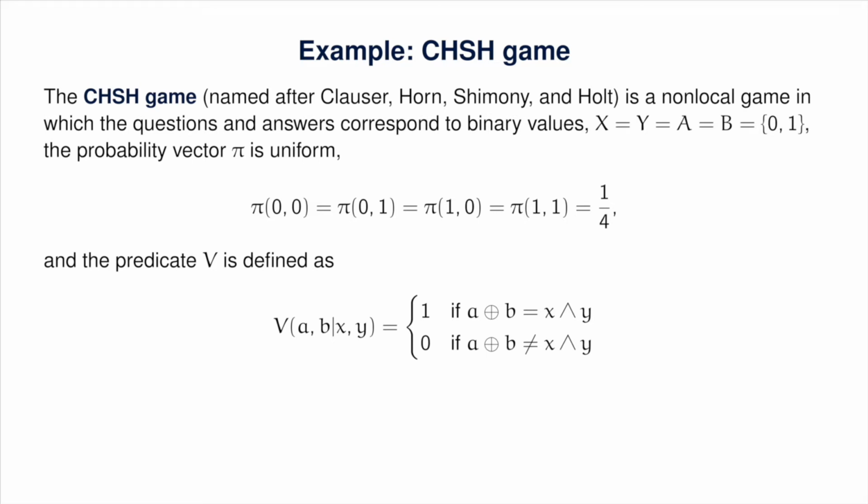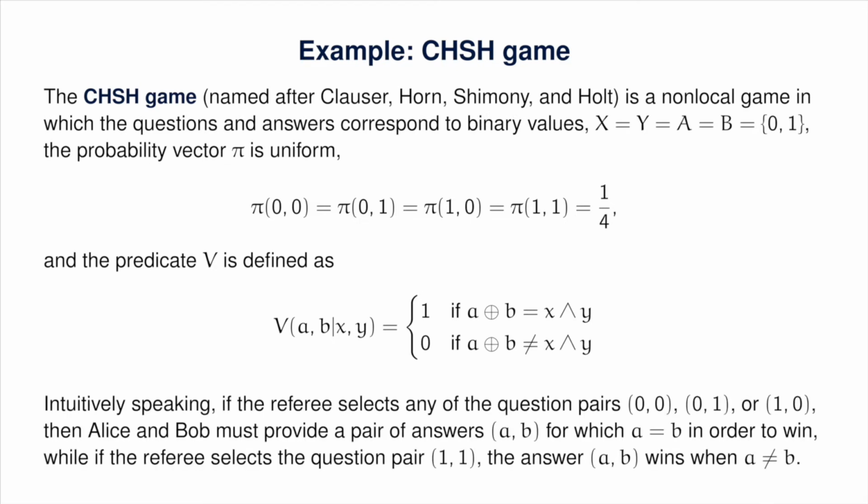Bell inequality. All of the questions and answers are binary values, so x, y, a, and b are all elements of the set containing 0 and 1. The probability vector pi is uniform over the 4 possible question pairs, and the predicate v takes the value 1 if and only if the exclusive OR of a and b equals the AND of x and y.